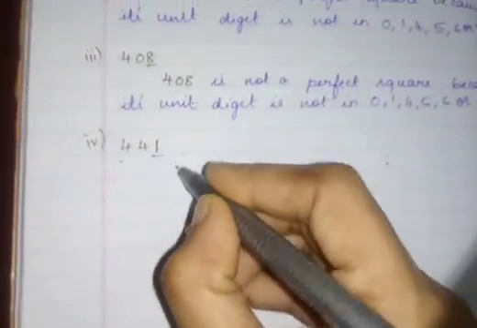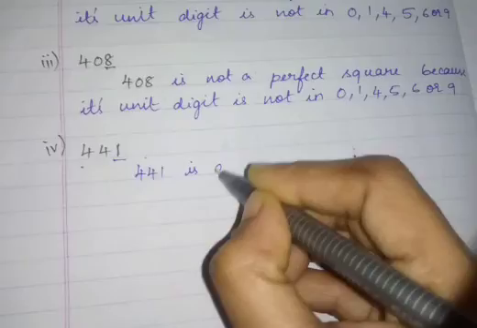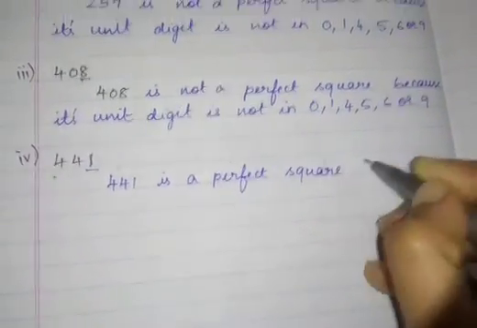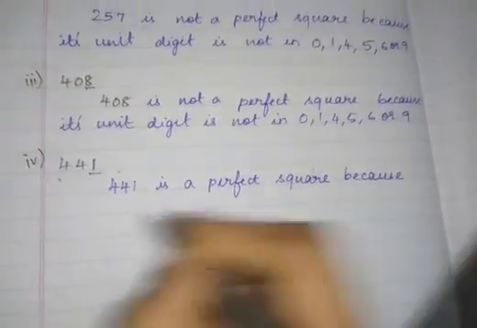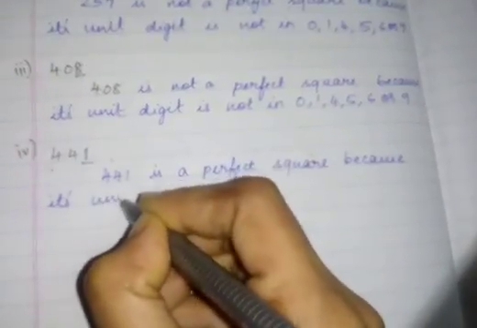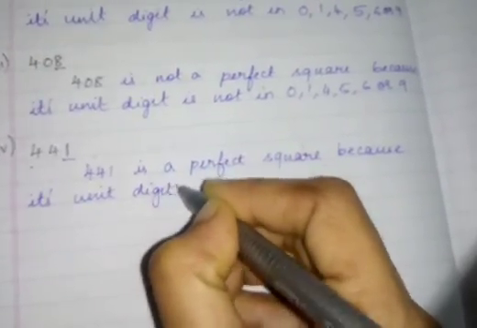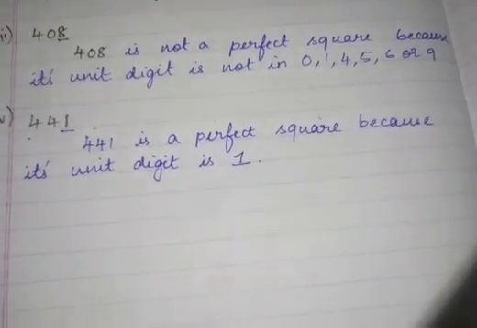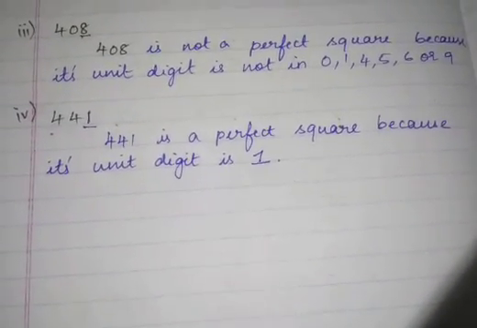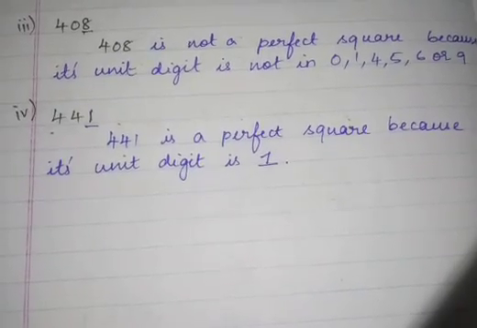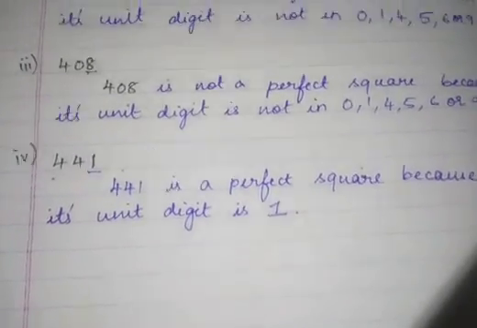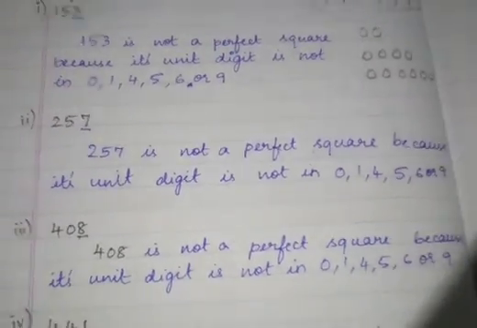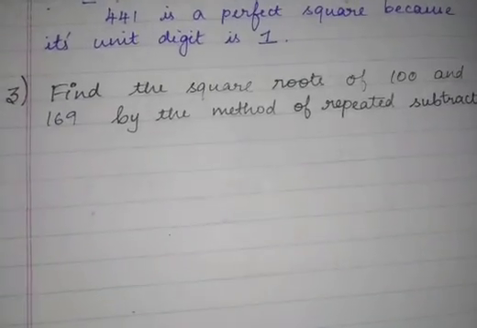Now we are going to write: 441 is a perfect square because its unit digit is 1. Why? Because it comes in the set 0, 1, 4, 5, 6, 9. Therefore 441 is a perfect square. We are just giving the reason without doing any calculations. Understood, children? What is the third question?